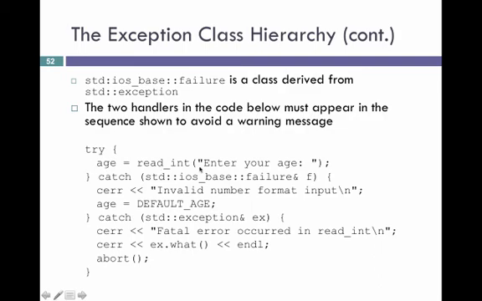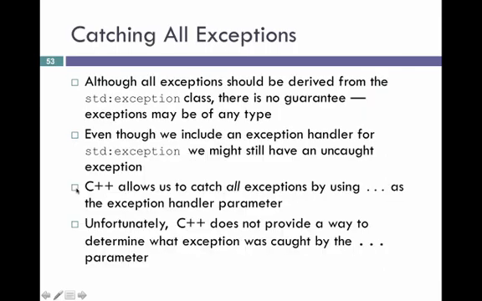So if we try to call readInt, we can catch this failure error condition, or we catch just an exception. Notice we catch the very specific failure condition, and then exception is the base class. That's the broadest definition, and it would catch all kinds of exceptions that inherit from this base class. So this is a catch-all in case some other error is thrown besides failure. All exceptions should be derived from this exception class, but there's no guarantee that that's the case.